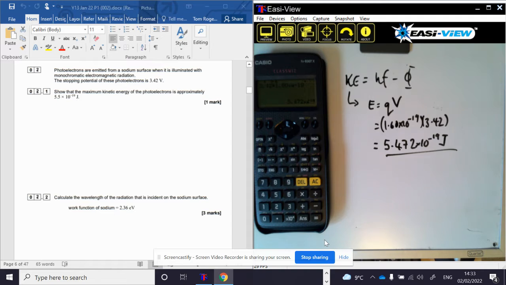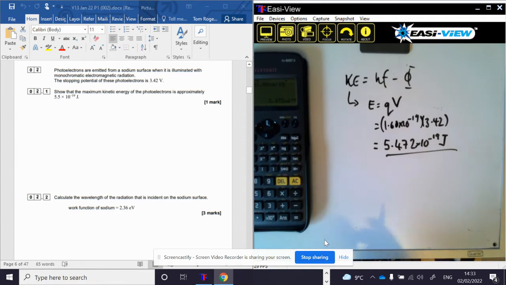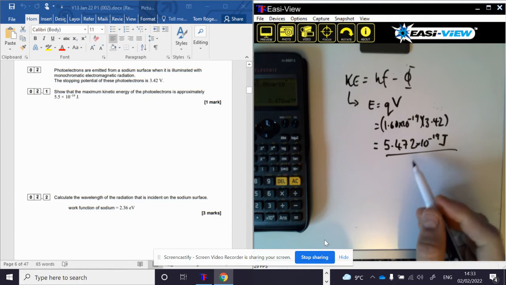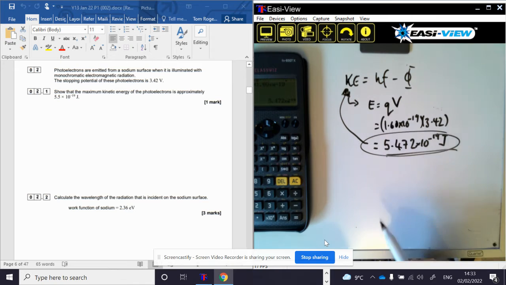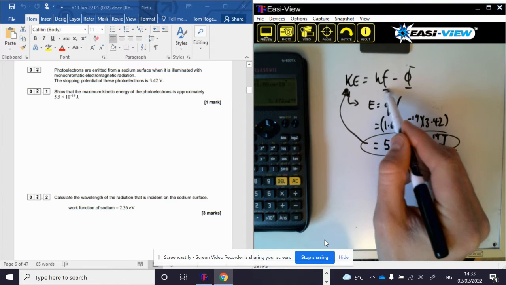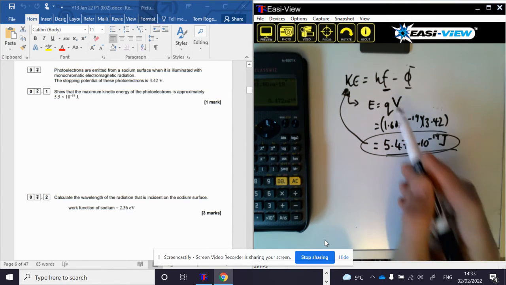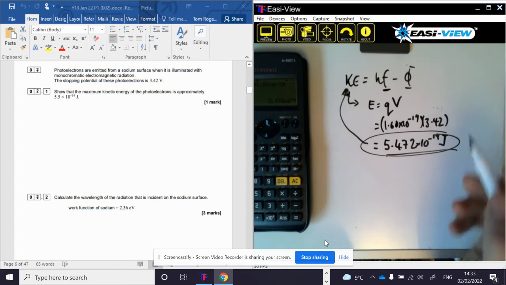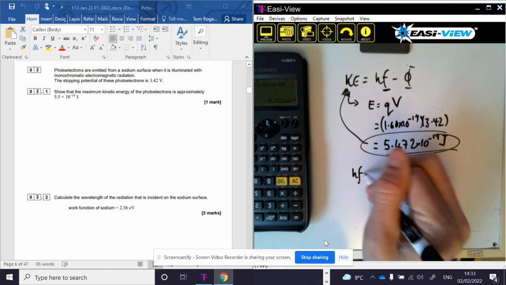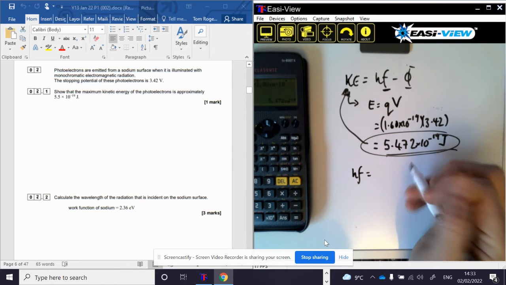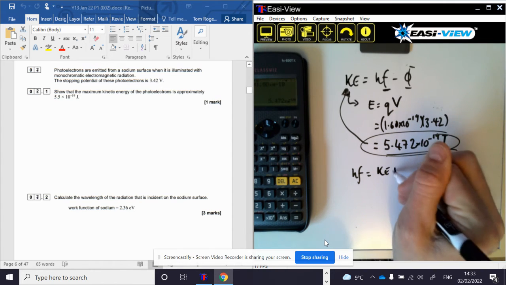It then asks us to calculate the wavelength of radiation that's incident on the sodium surface. And we're told the work function of sodium. So we know that this value is this. And then we're trying to find the wavelength, which we can get from the frequency. We know the work function, so if we rearrange that equation, we can get that hf equals the kinetic energy plus the work function.